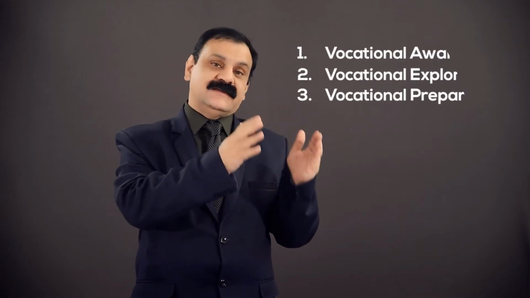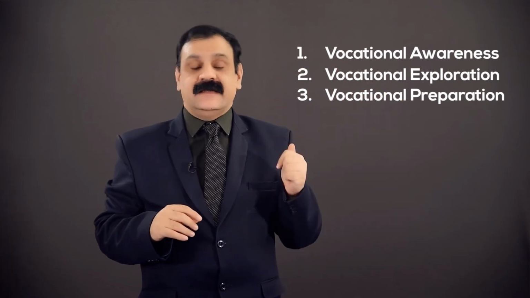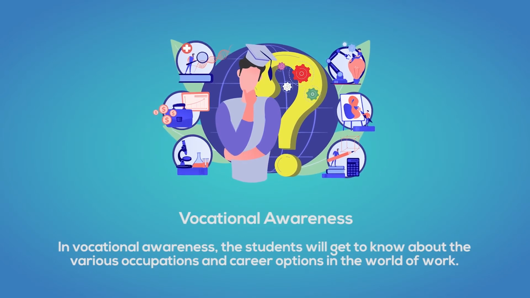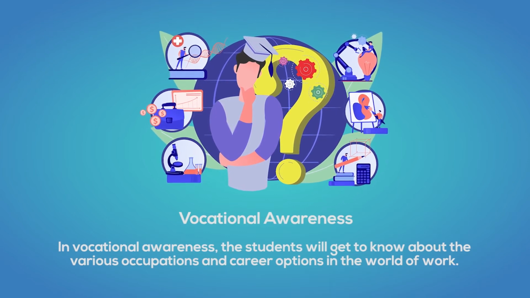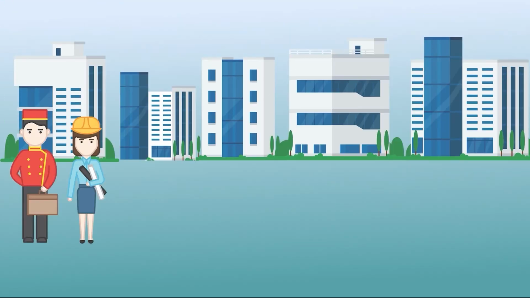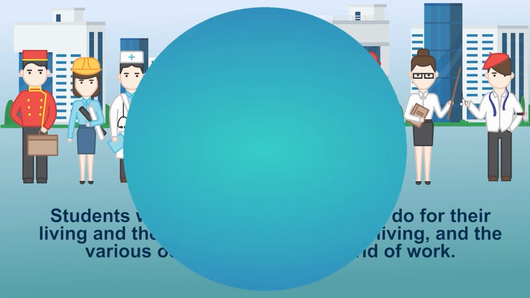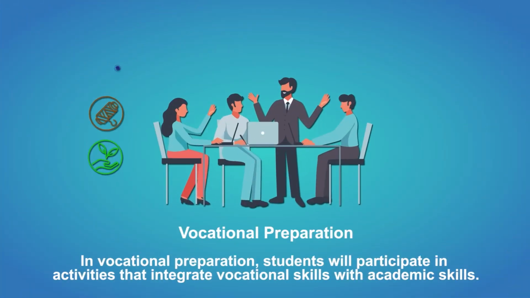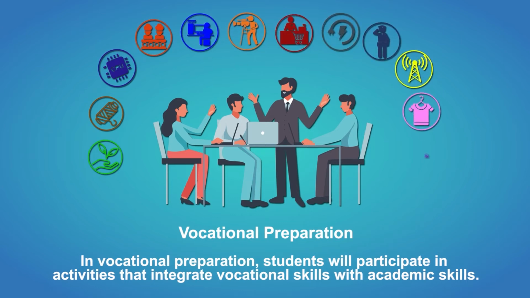We can divide vocationalization of education into three parts: vocational awareness, vocational exploration, and vocational preparation. In vocational awareness, the students will get to know about the various occupations and career options in the world of work. In vocational exploration, students will learn about what people do for their living and the skills needed for better living in the various occupations in the world of work. In vocational preparation, students will participate in activities that integrate vocational skills with academic skills.